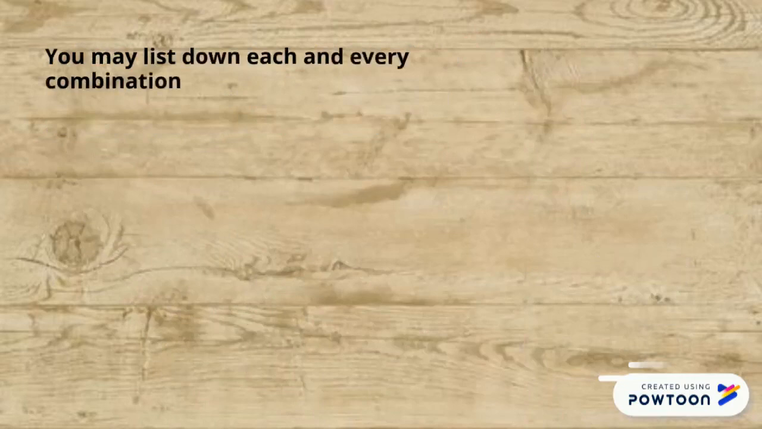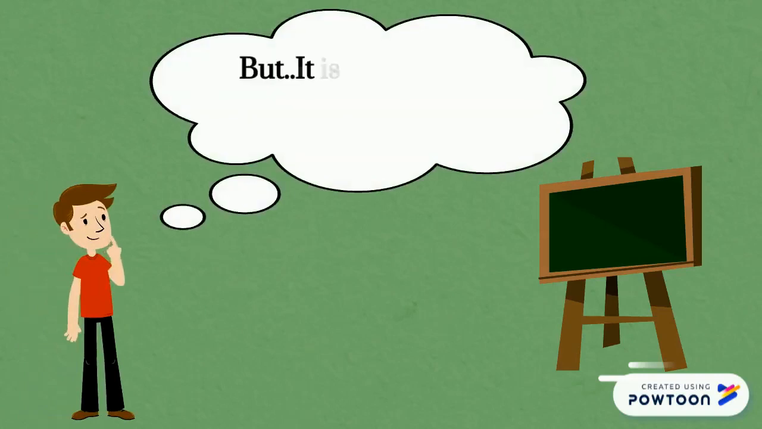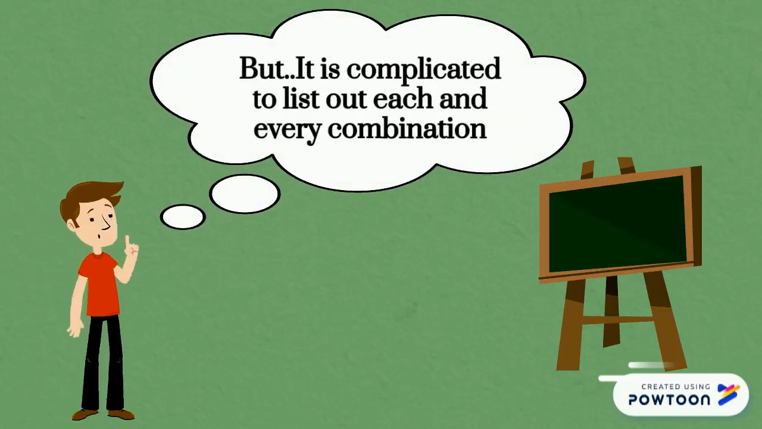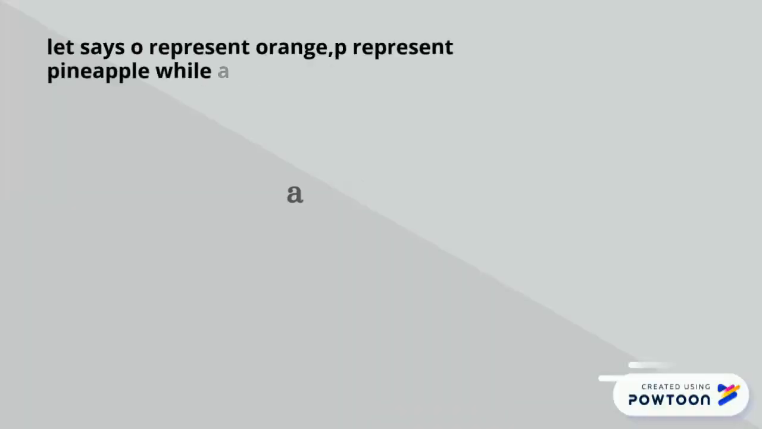Theoretically, you may list down each and every combination. But to list down all the combinations is not efficient and confusing. To make this simple, let the letters A, P, O represent these 3 types of fruits, n would be the types of fruits to choose, while r be the combination of fruits being chosen.